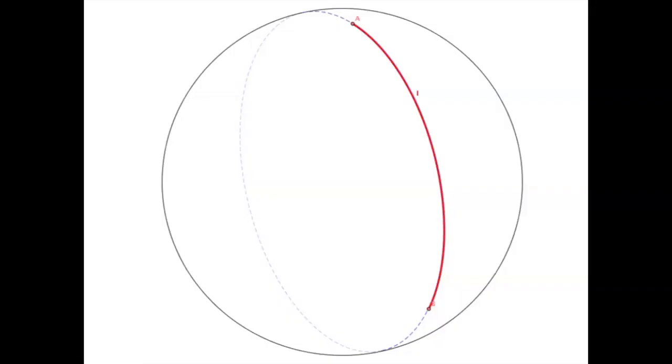So this is the assertion that we are trying to prove. You have a point A on the surface of a sphere, and you want to travel to the point B through the shortest distance while remaining on the surface of the sphere. We're going to prove that this is an arc of a great circle.